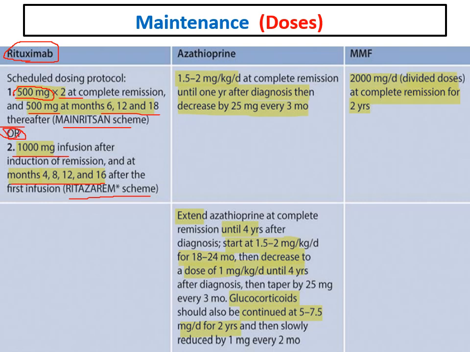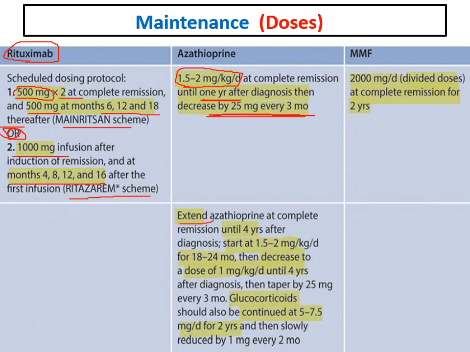What about azathioprine? The dose for azathioprine is 1.5 to 2 milligram per kg per day at complete remission until 1 year after diagnosis. So after completing remission and starting azathioprine, the starting dose will be 1.5 to 2 milligram per kg per day until 1 year after diagnosis, and then to decrease this dose by 25 milligram every 3 months.